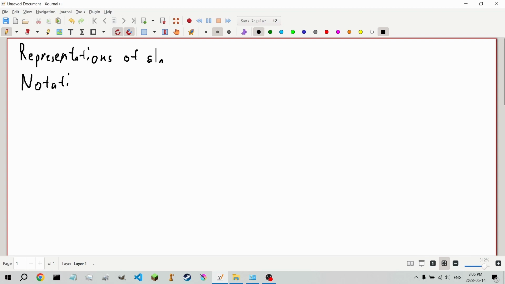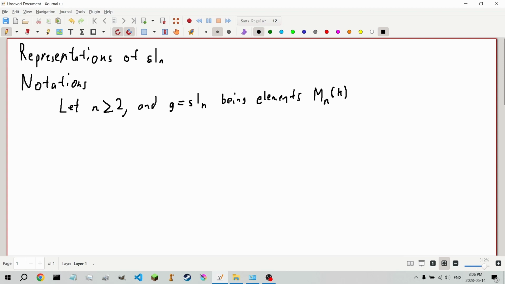So, first section is notations. Let n be an integer, at least 2, and we're going to let g be the special linear Lie algebra of that dimension. As a quick reminder, it is the set of n by n matrices over k, where we write them as components like this, and they're the elements of the n by n matrices with a trace of 0.